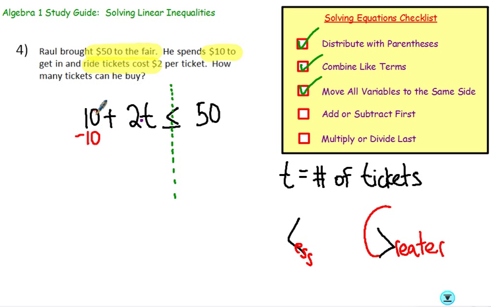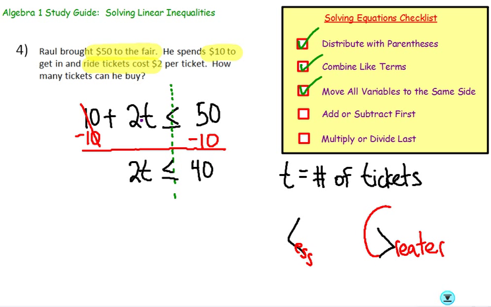And again, I'm subtracting because that's a positive 10. So the opposite of positive 10 would be a negative 10, or to subtract 10. And then again, our golden rule: what we do to one, we do to the other. So let's bring down what we have here. So we've got 2t less than or equal to 50 minus 10, which would be 40.